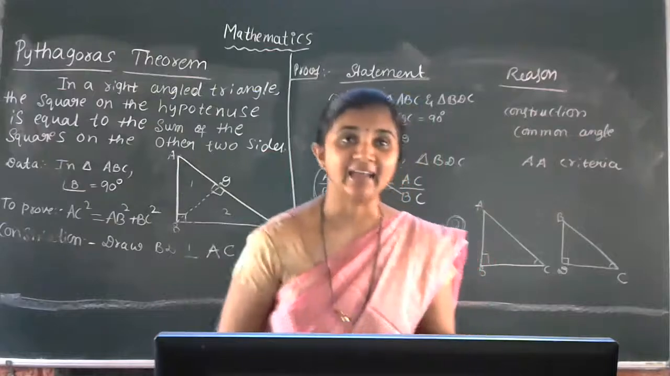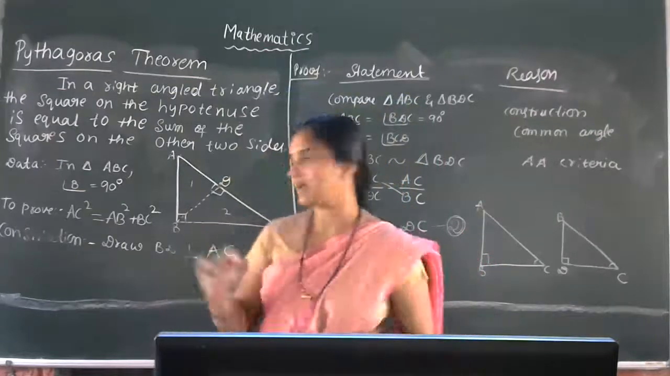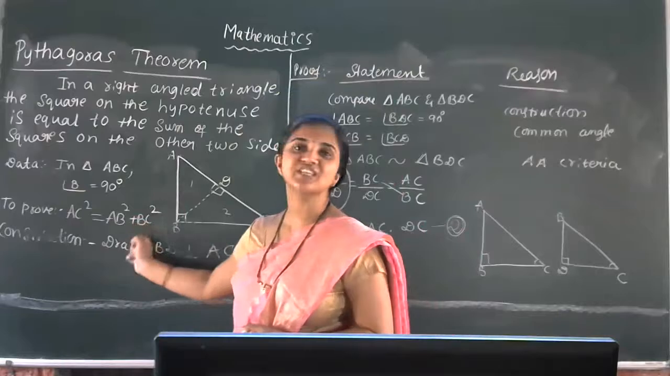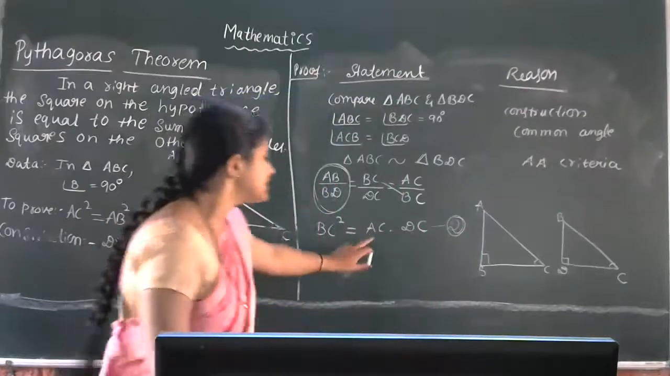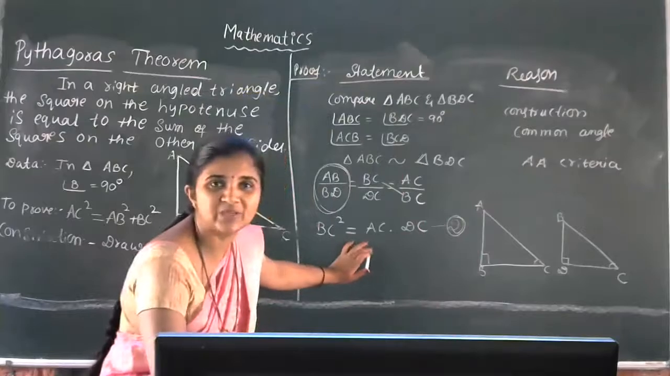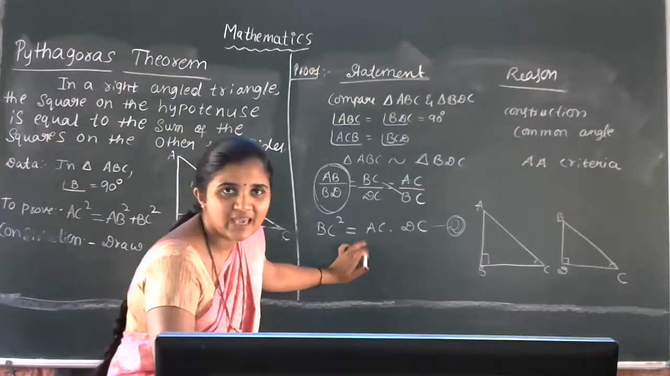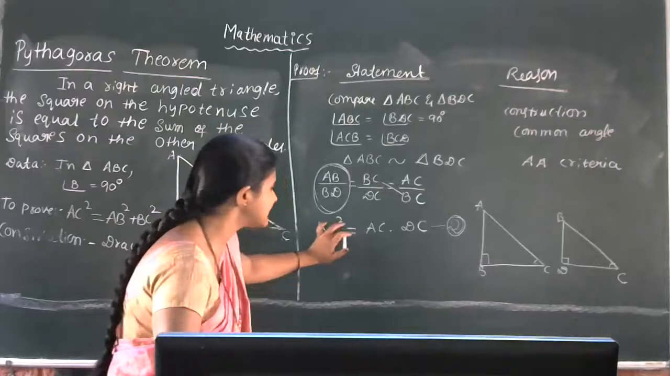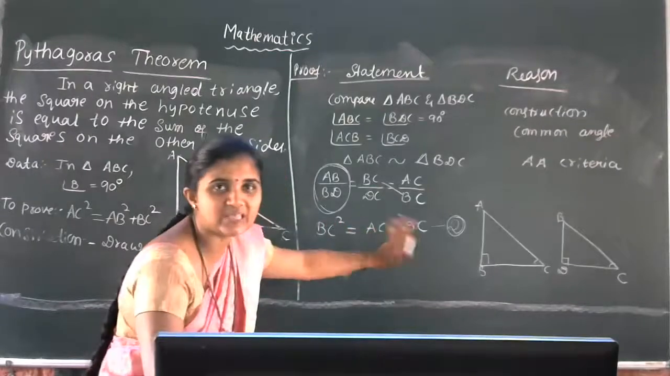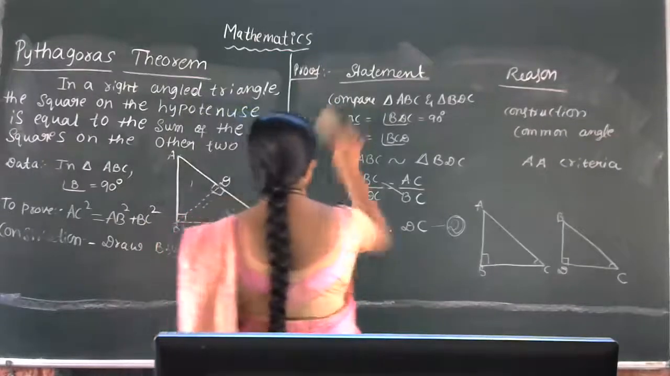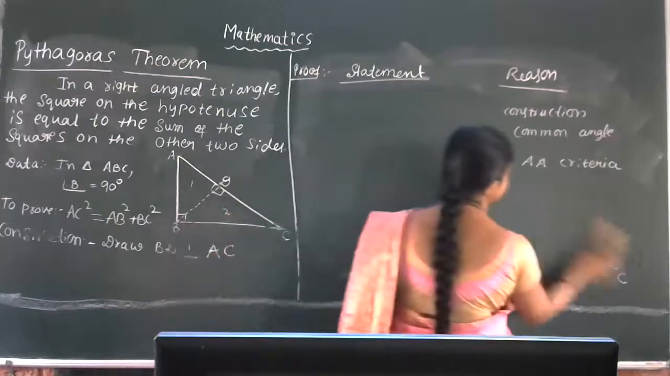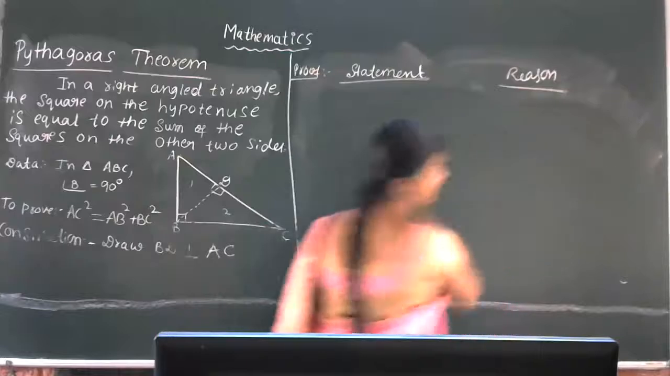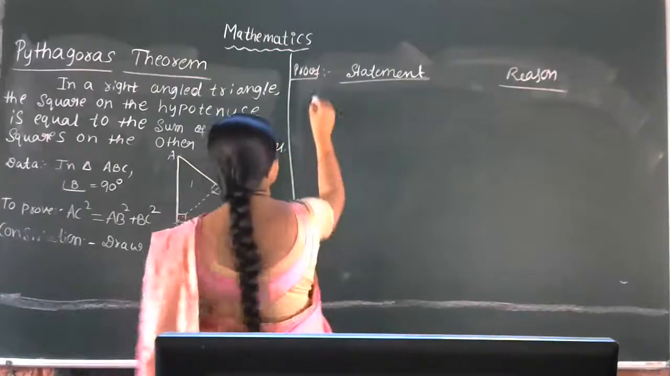Now, AB square plus BC square is equal to AC into AC, which is AC square. So we got the proof, no? AC is the hypotenuse in triangle ABC, so AC square is equal to AB square plus BC square. Hence proved. We got the result.